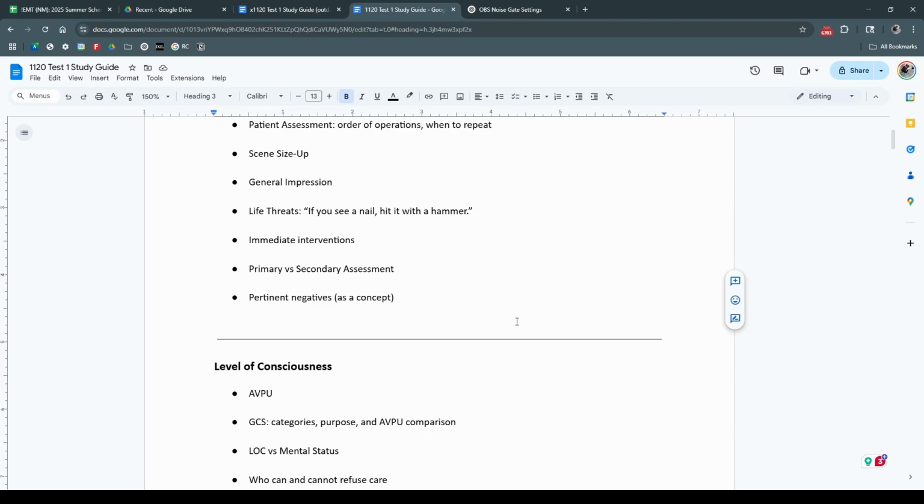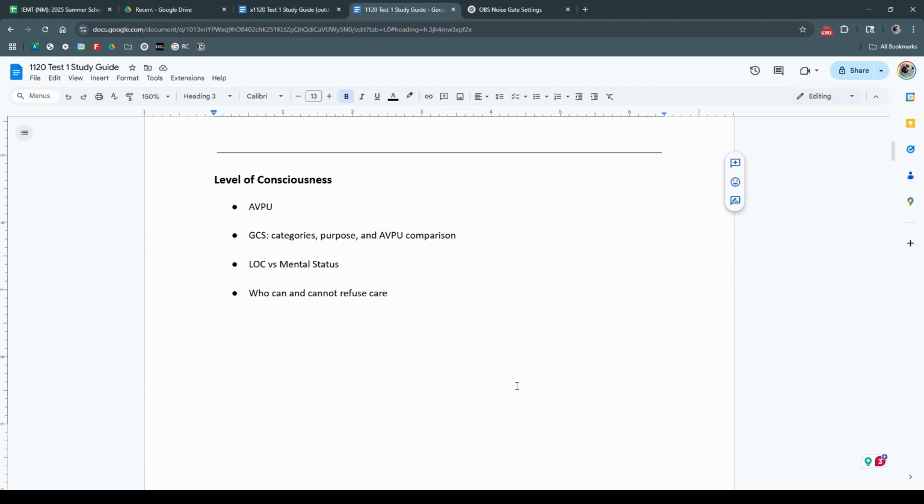Pertinent negatives is not only good for writing your PCRs, it's also good for trying to help you solve the mystery of what's happening. I think this person is having a heart attack, so therefore I think they should be experiencing chest pain. The fact that they're not experiencing chest pain is interesting and might be a pertinent negative that's pointing us away from our original diagnosis.